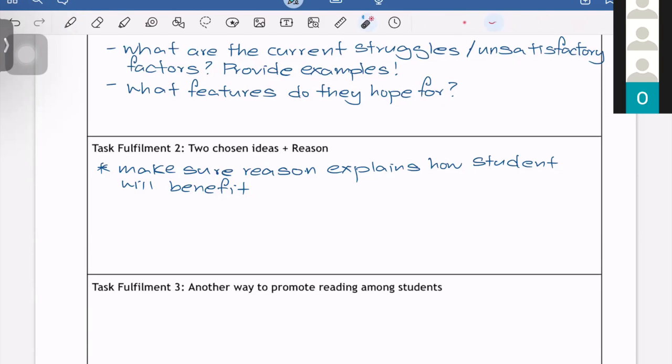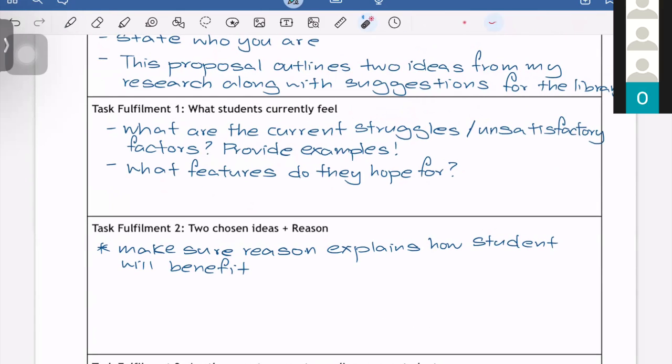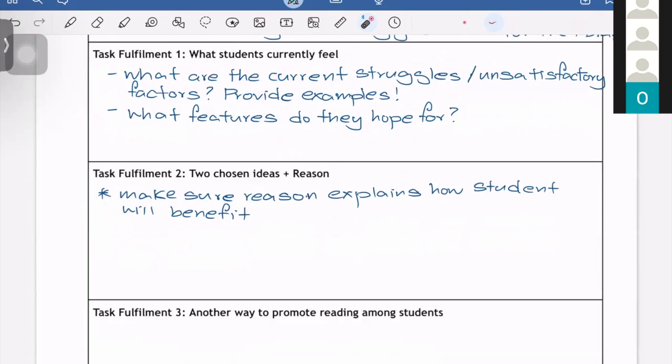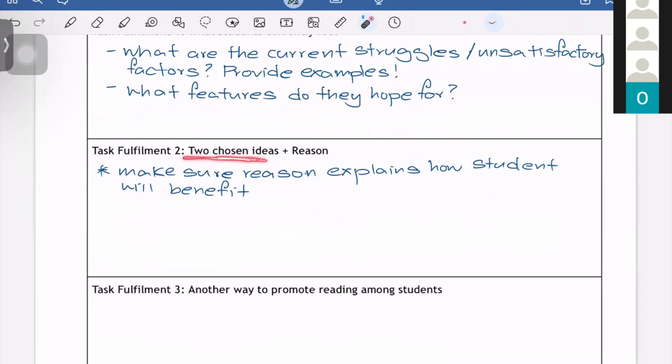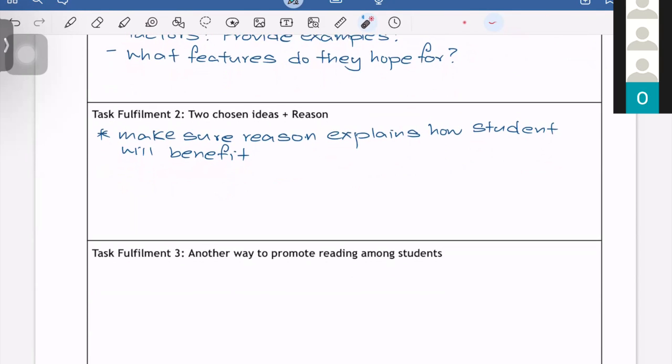Okay, you will notice that I did not put paragraph 1 or 2 here. I just put here task fulfillment. It is up to you how you wish to arrange your content and points. You can choose to split your two chosen ideas into two separate paragraphs. Just make sure that you have sufficient content to form a whole paragraph. Paragraphs usually consist of at least 5 sentences. So that is up to you how you want to arrange your points.